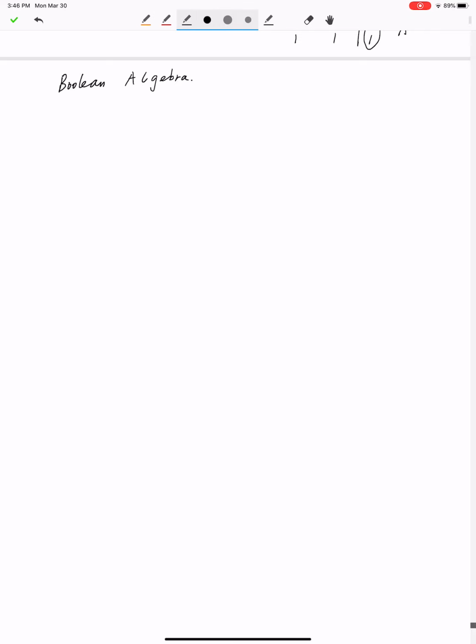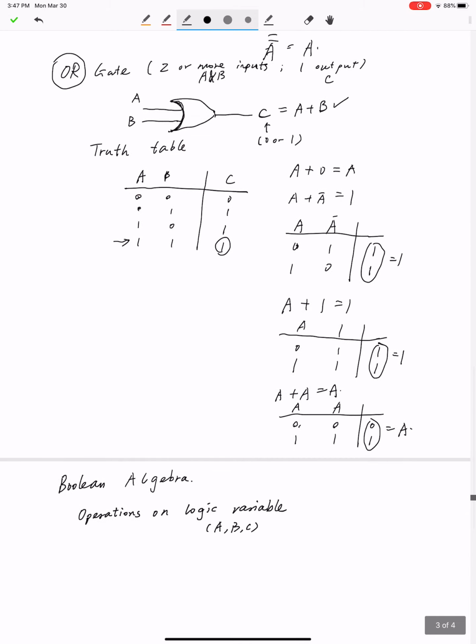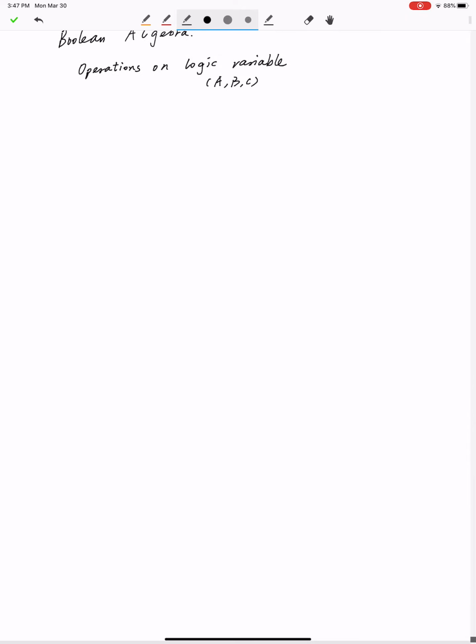Boolean algebra, okay. So the definition of Boolean algebra is operations on logic variables such as A, B, C that we introduced in logical gates. Those letters are logic variables. By AND, OR, and NOT gates.